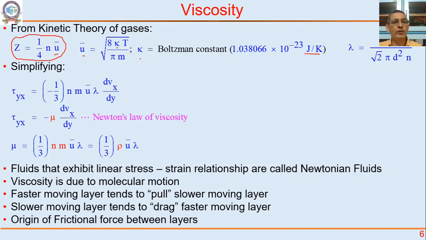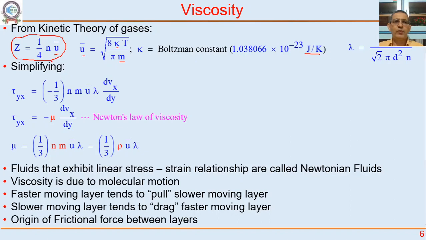That's the Boltzmann constant, R by Avogadro number. I take Avogadro number because it's in joules. It has SI unit, so take mass in kilograms. You will need Avogadro number as 6.023 into 10 raised to 26. So be careful about the units. And lambda, the mean free path, can be written as root 2 pi d square n. So d is the collision cross section.